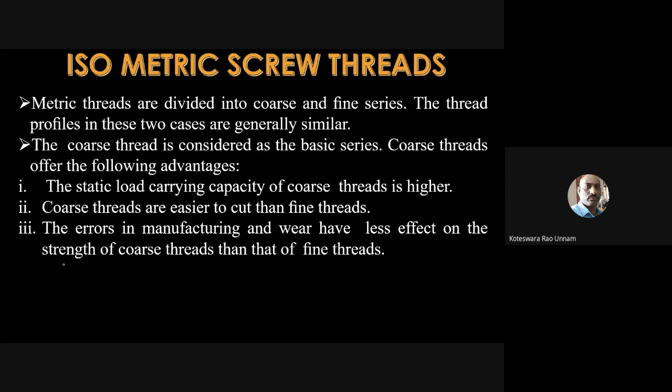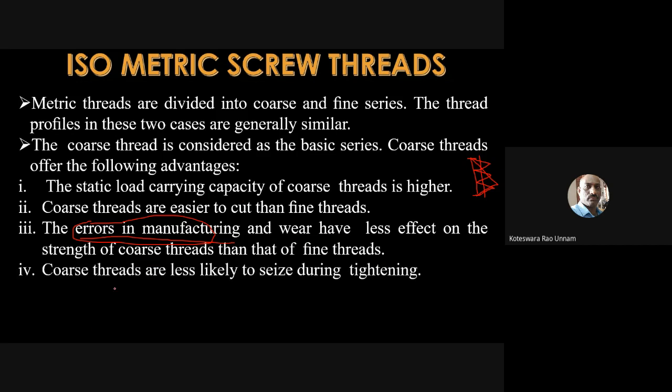So that's why, and also errors are less. Why are errors less? Since you are cutting only 2 threads. For a given length, if the length is small, and I want to cut 10 threads with accuracy in that small length, it is going to be difficult. That means you have an error in this. If I go for only one thread, I can easily cut that thread. Therefore, the errors are also less in the case of coarse threads. So these are the advantages of coarse threads.